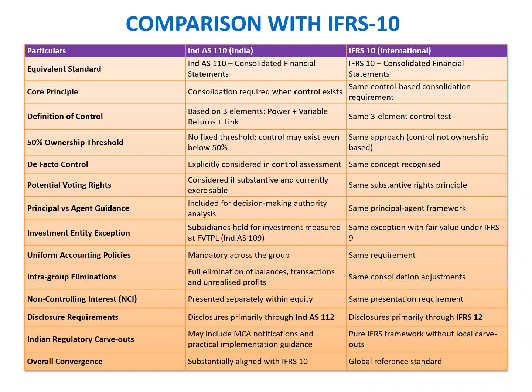Now, when we talk about the comparison with IFRS 10, this is largely a converged standard, and there is no principal or conceptual difference between IFRS 10 and Ind AS 110. When we talk about the disclosure, it is covered under Ind AS 112. Likewise, the disclosure of IFRS 10 is covered under IFRS 12. So this is a converged standard without any major differences. We'll move to the final slide, which is the thank you slide and also the concluding slide.